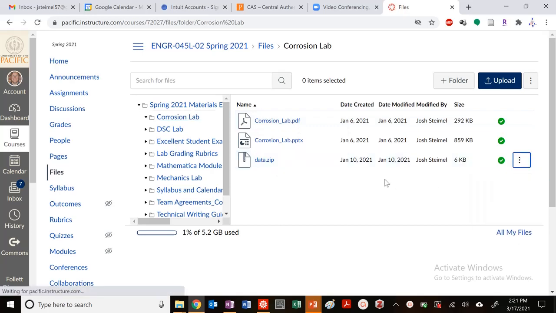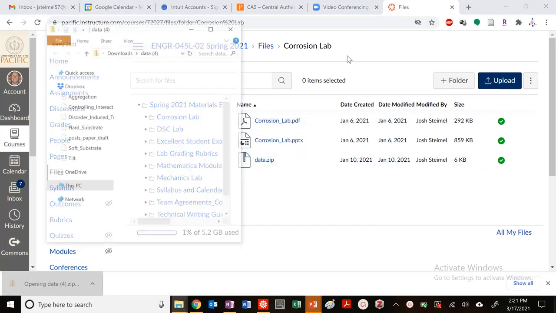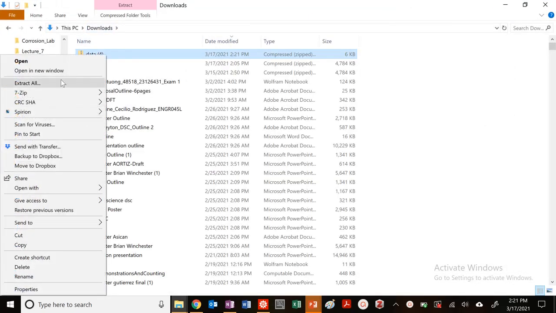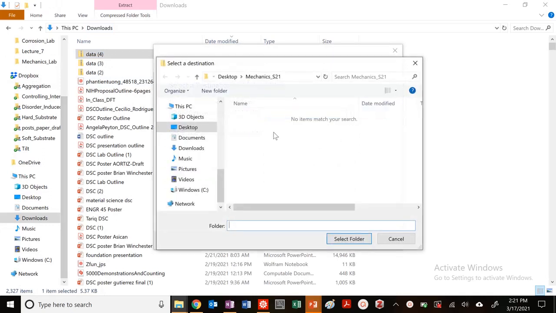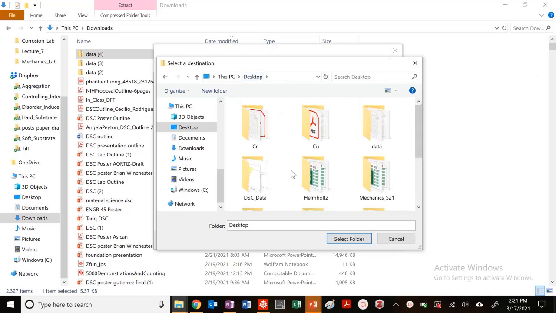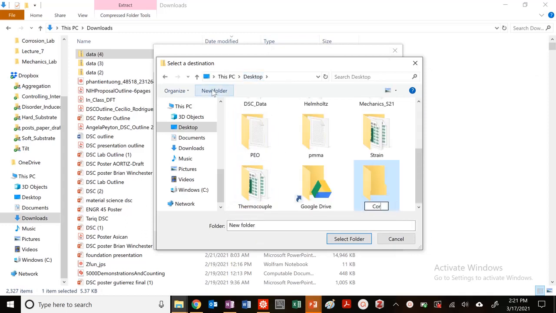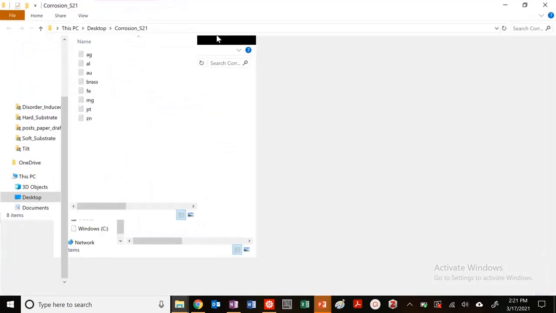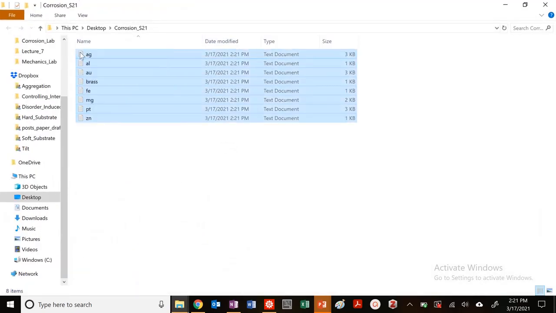So let's download it. Let's extract it here. Let's get a peek. All right. So I want to extract this data on my desktop, and I want to create a new folder to do so. I'm going to get out of the mechanics folder and create an inception folder, corrosion S21. So click on that, extract, and here we go. These are all of my corrosion data files.